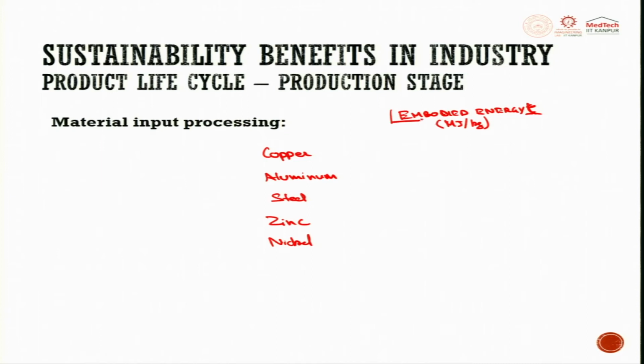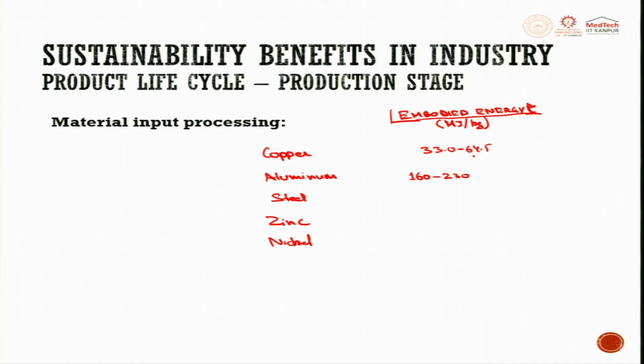This energy is maximum for aluminum, which is in the range of 160 to 230 megajoules per kg. It depends upon the material, how the material is extracted, how the material is then processed, extraction of the ore, the treatment of the ore, all these processes contribute, and the minimum energy that is given is for copper, 33.0 to 64.5 megajoules per kg.